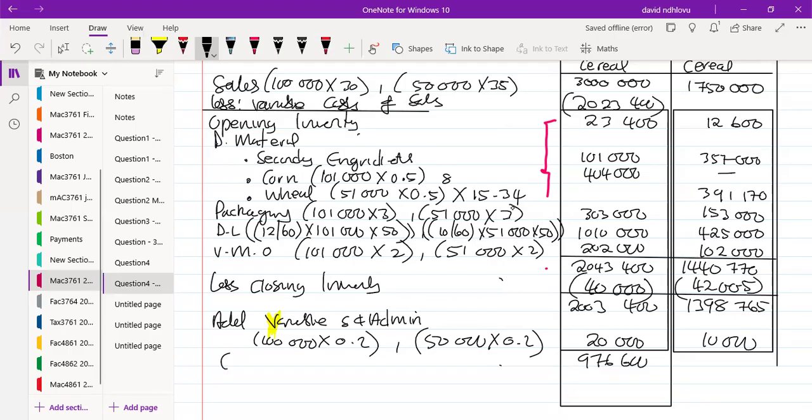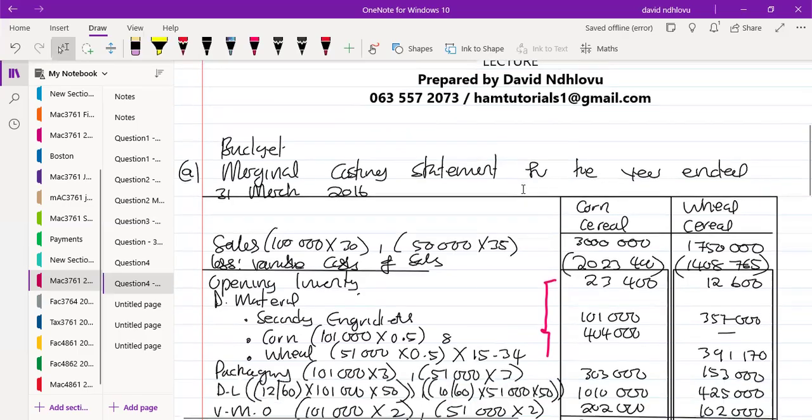1,398,765 plus 10,000. We are going to have 1,408,765. From the 1,750,000, you are going to have 341,235. And that's what they wanted. They wanted us to calculate up to contribution. So with that, you will be done with that particular question as well.